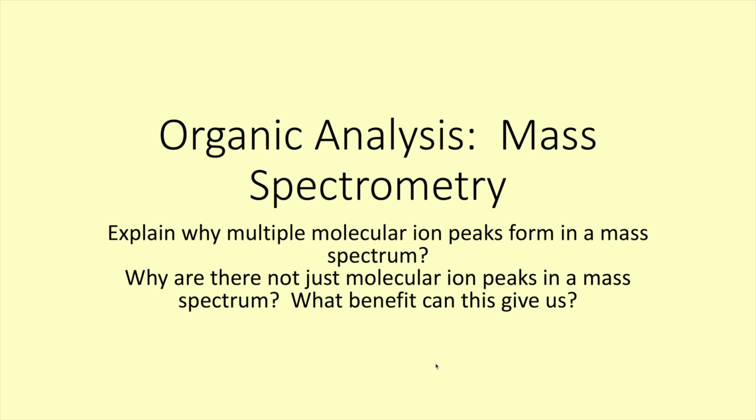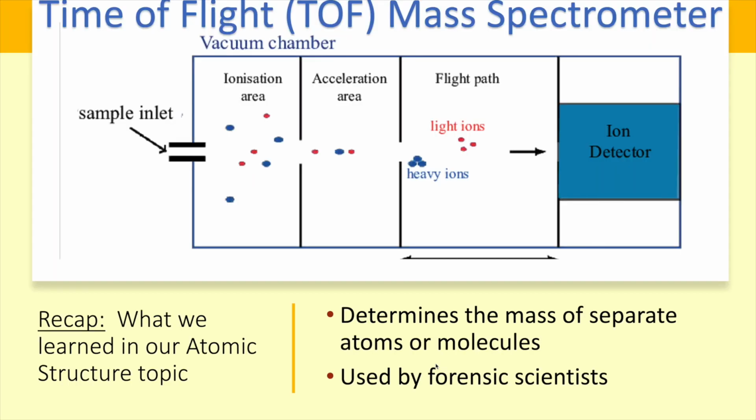Okay, so going to try and help with the organic analysis, mass spectrometry and infrared spectroscopy part of the course. So going to start off with mass spectrometry, and hopefully at the end you'll be able to explain why multiple molecular ion peaks form in a mass spectrum, and also why there are not just those molecular ion peaks in a mass spectrum and what benefits that can give us when we are using our mass spectrums to try and identify our compounds.